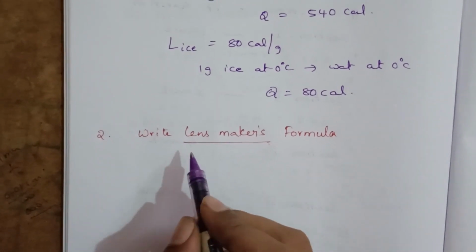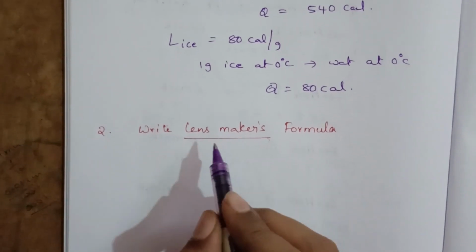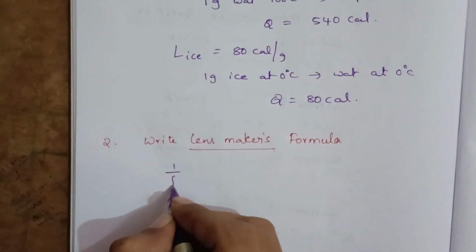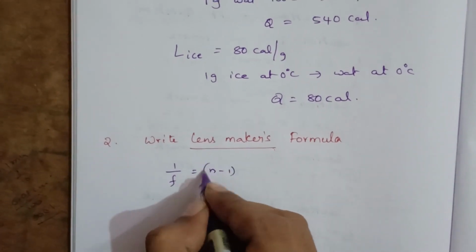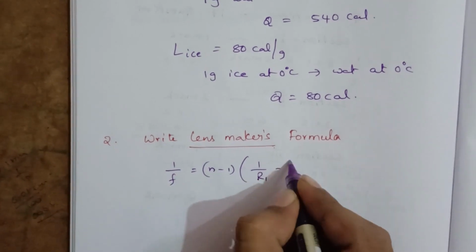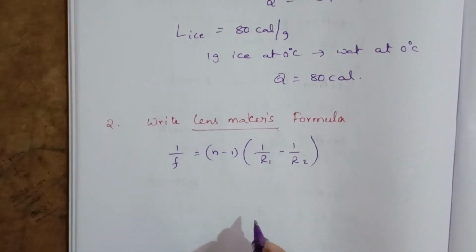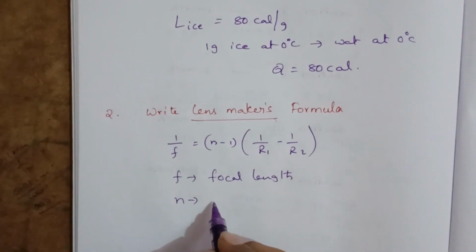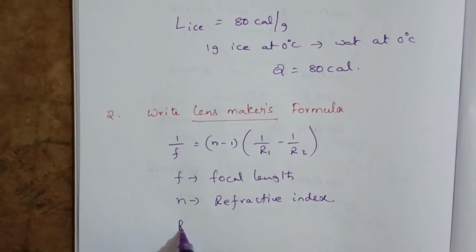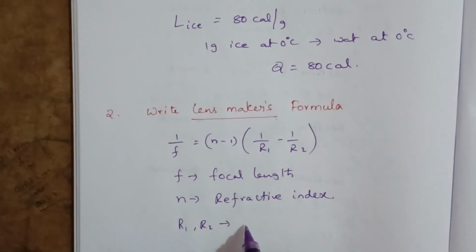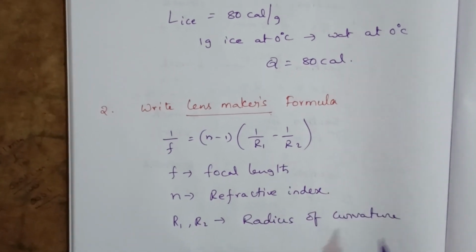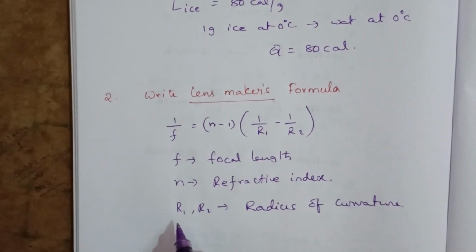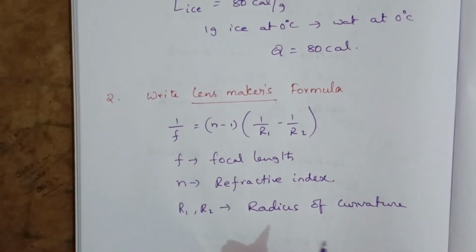See what they have given there, right? The lens formula or lens maker's formula. I already told you the lens maker's formula: 1/f = (n - 1)(1/R1 - 1/R2). Here f means focal length, n means refractive index, R1 and R2 are the radii of curvature of the first surface and second surface. R1 means first surface, R2 means second surface.